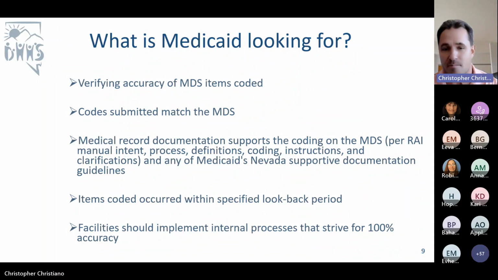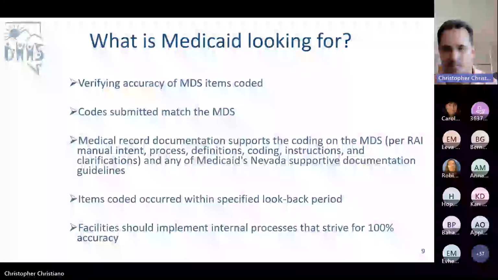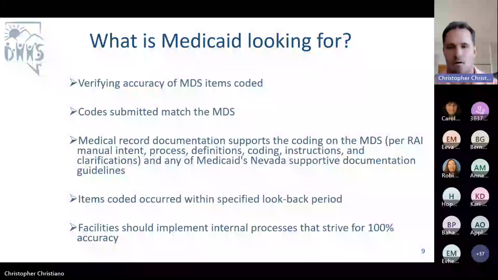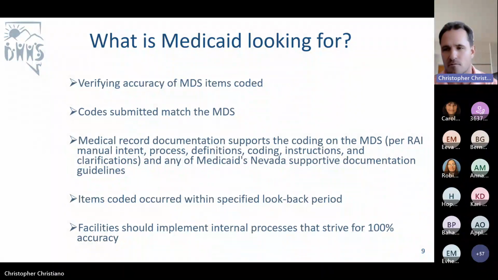And per the RAI manual, which you see on the slide here, the intent to process definitions, coding instructions, and clarifications, and any of Nevada Medicaid supportive documentation guidelines that are required for that specific item that we're reviewing, okay? You should have that all in your documentation, and we're going to go over more about some documentation and errors later in the presentation, okay?